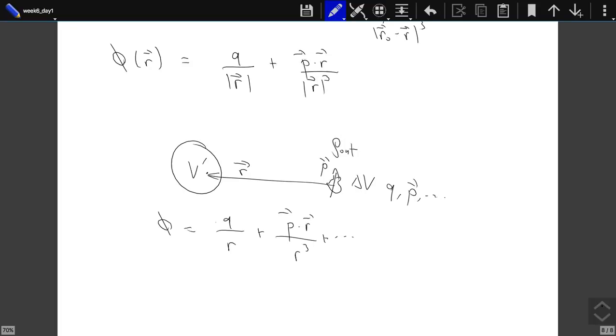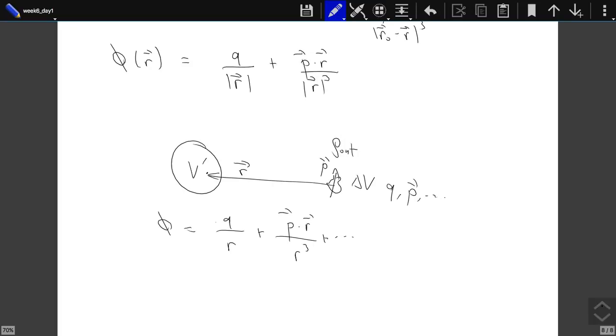Now we will choose. Here is what we have done. We have this delta V, some volume over here. We said that if a system has a total charge, then the dipole moment depends on where you choose your center. That was a problematic thing that we have to take into account. But what we do is we have this delta V, and we define all the multipole moments relative to some point in this delta V.